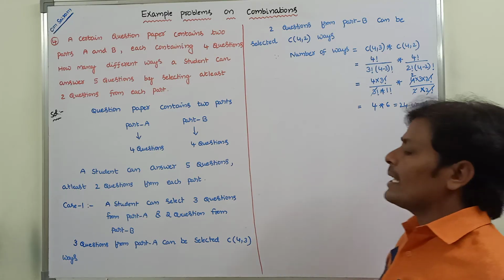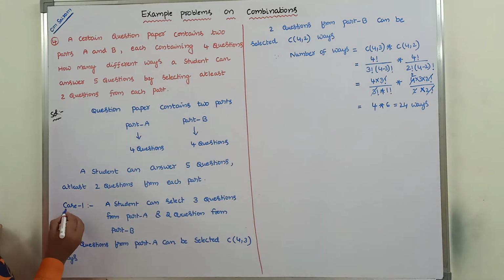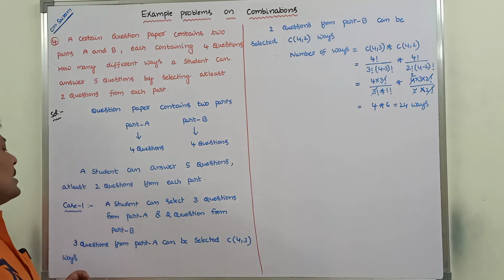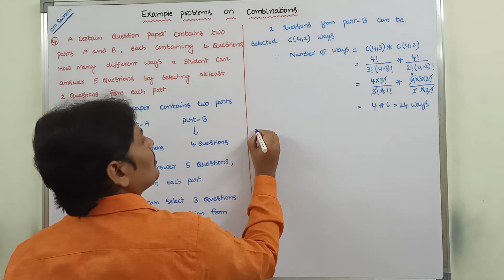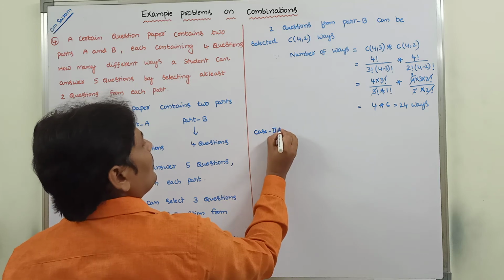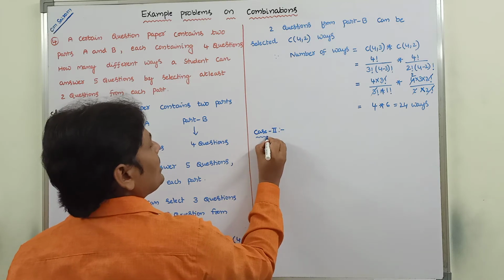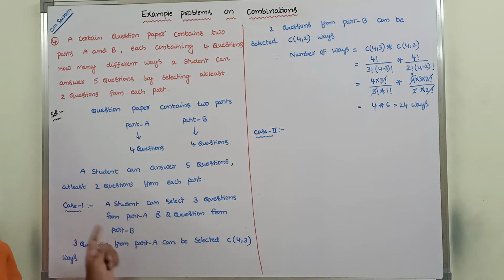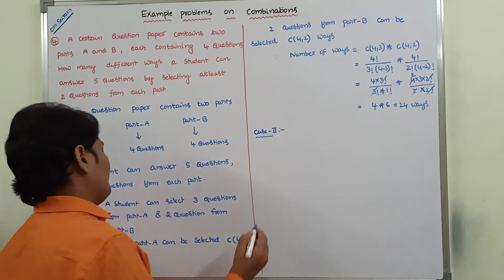So by using case 1, where a student selects 3 questions from part A and 2 questions from part B, we get 24 ways. Then case 2. Case 2 is nothing but the reverse: a student can select 2 questions from part A and 3 questions from part B.